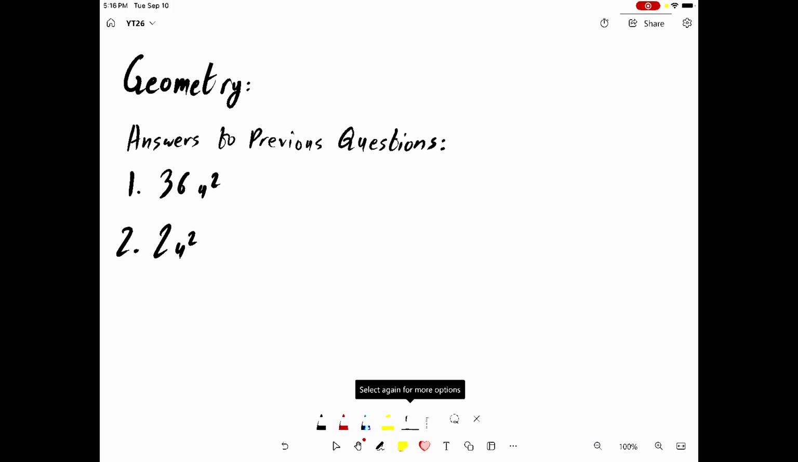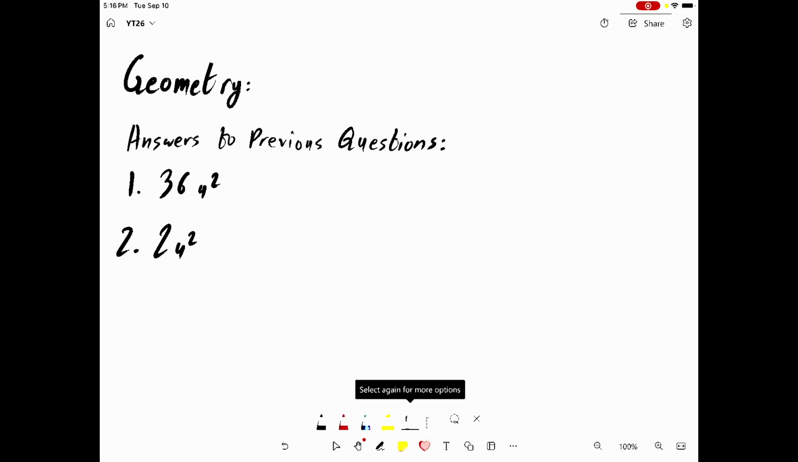Without further ado, let's go on to our answers to our previous questions. For our first question, the answer is 36 units squared. And for our second question, the answer is 2 units squared. And make sure to go watch the last video if you want to know where these questions came from. Without further ado, let's go on to our lesson.